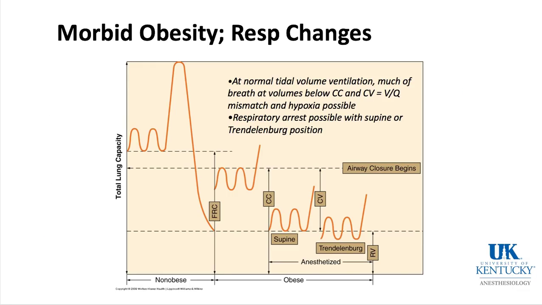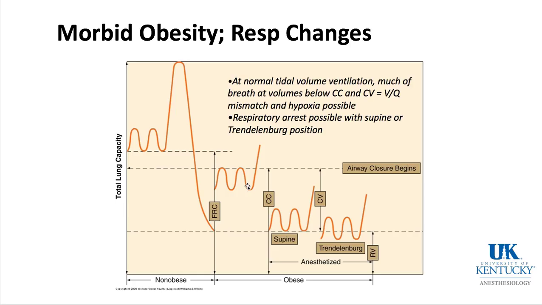These are the graphic respiratory changes that occur in morbidly obese patients when they assume a supine as well as a Trendelenburg position. At normal tidal volume ventilation, much of the breath is at volumes below the closing capacity. If you look at the non-obese patient at the far left, you can see that their tidal volume breathing is far above the airway closure, where it begins in the small airways. But then you look at the obese patient and you can see that some of their tidal volume here in orange, a lot of it actually, is below the closing volume.